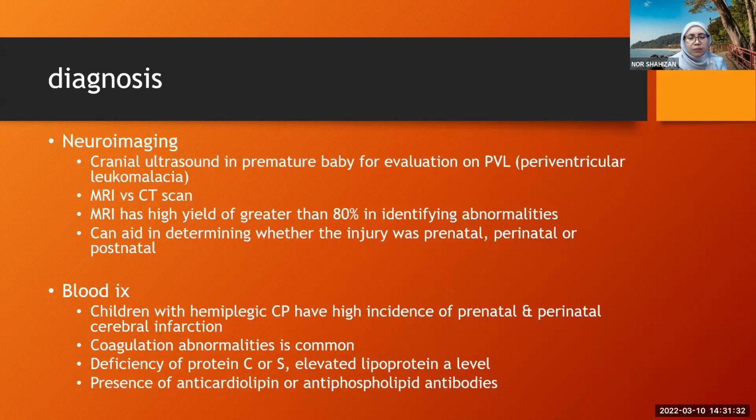Okay, children with hemiplegic CP have a high incidence of prenatal or perinatal cerebral infarction, so you need to look for any coagulation abnormalities. Again, is there any deficiency of protein C or S, or elevated lipoprotein A level, which leads to coagulation problems, as well as presence of anti-cardiolipin and anti-phospholipid antibodies in autoimmune disorder.